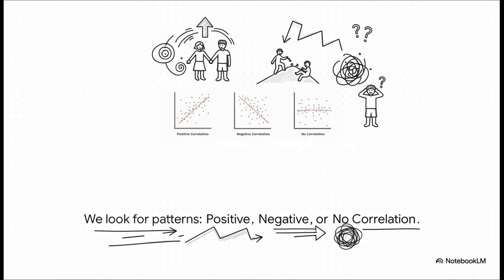Does one thing go up when the other goes up? That's a positive correlation. Does one go up while the other goes down? That's a negative one. Or is it just a random blob with no pattern at all? Getting a feel for this visually is super important.